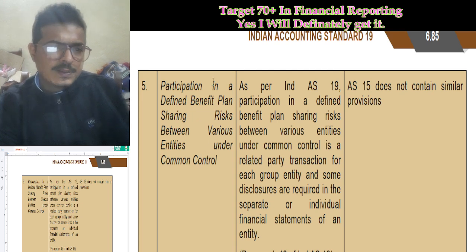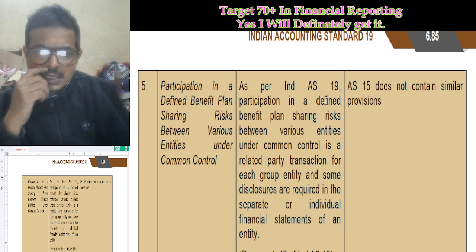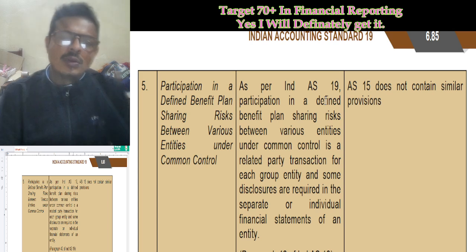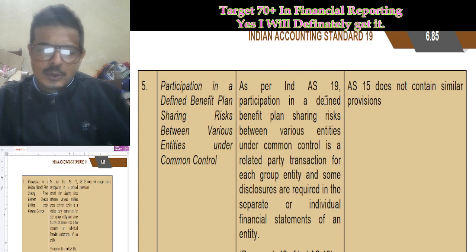Fifth point, participation in a defined benefit plan, sharing risks between the various entities under common control. As per Ind AS 19, this is a related party transaction for each group entity, and some disclosures are required in the separate or individual financial statements of an entity. Para 42 of Ind AS 19. AS 15 does not contain a similar provision.